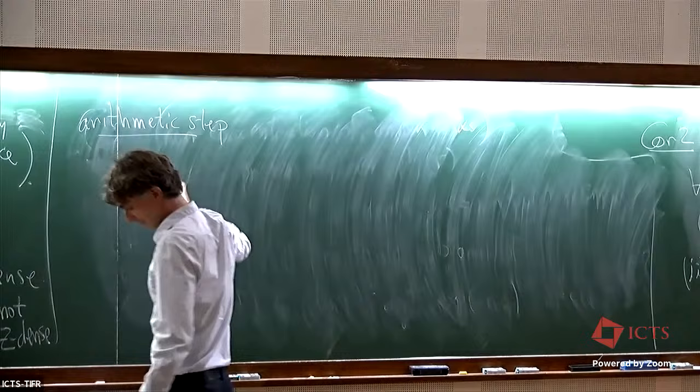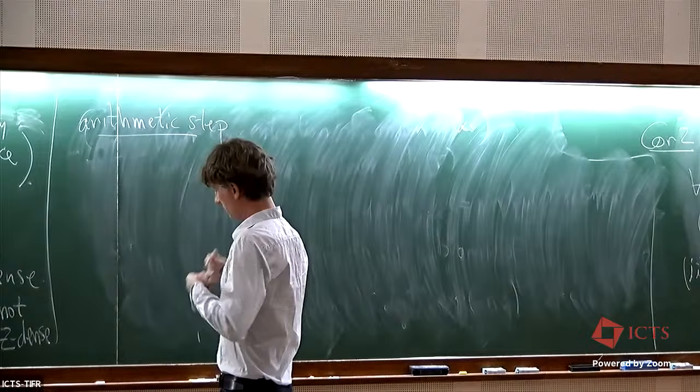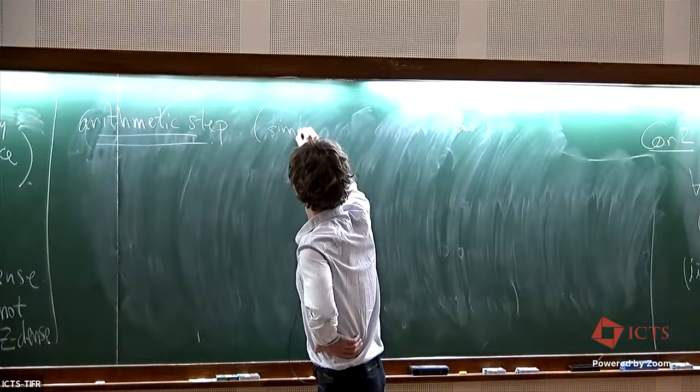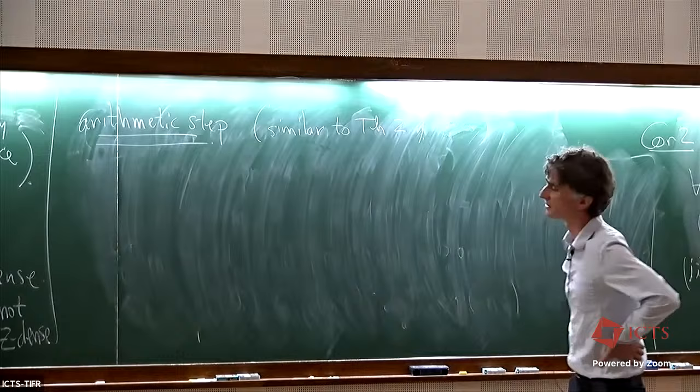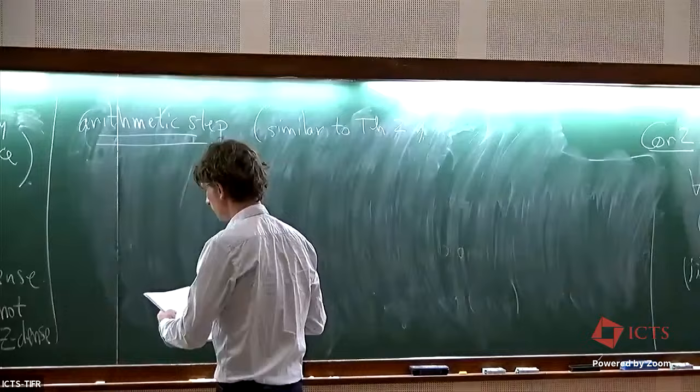The arithmetic step, on the other hand, is similar to what was done before for Theorem 2, for this uniform Tits alternative. And so this uses heights.